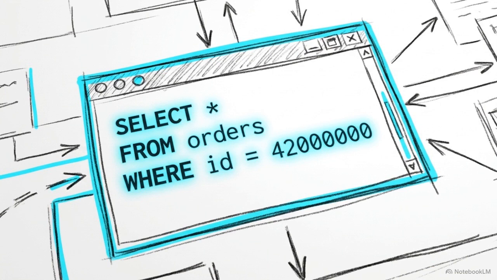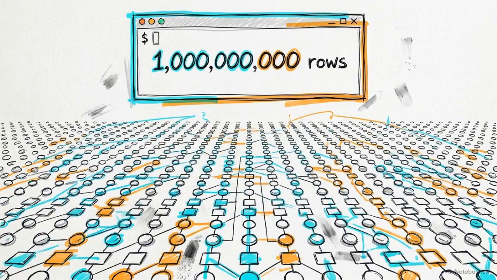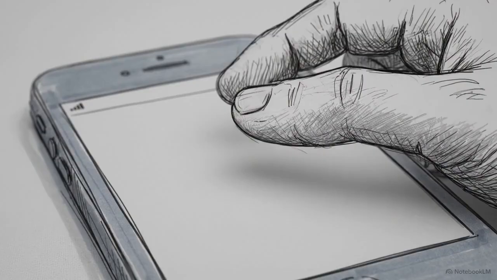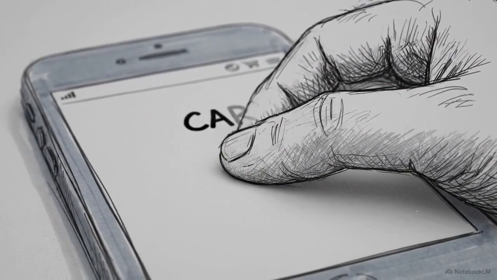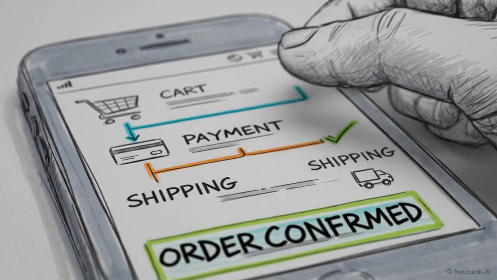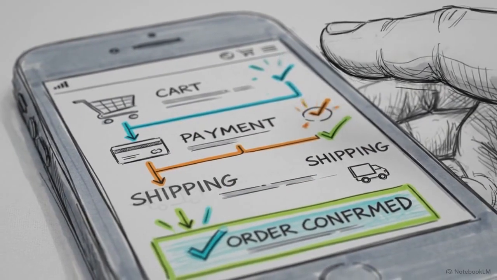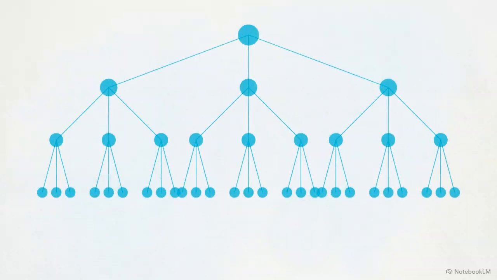Look at this query on the screen. It asks the database to find one specific order hidden inside a massive table of 1 billion rows. When you run a search like this in a modern application, you usually get your answer back in about 2 milliseconds. This diagram shows exactly how the system pulls off that speed.